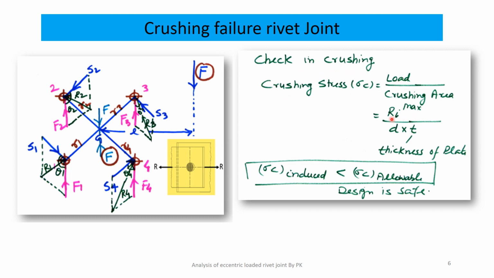The load here again is Ri maximum. We have to identify the rivet where the resultant force is maximum. We put this value in the numerator and divide by the crushing area, which is the projected area. If d is the diameter of the rivet and t is the thickness of the plate, then d into t is the projected area of the rivet. From here we find the induced crushing stress, and this induced crushing stress should be less than the allowable crushing stress. If this is the situation, then our design is safe, otherwise we have to redesign.